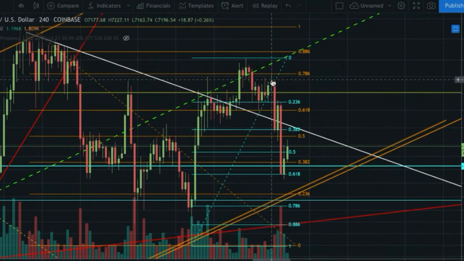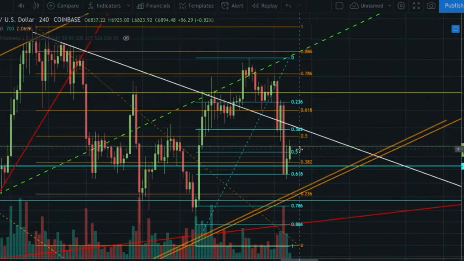Then we came back up exactly to the 786. So if you don't believe in fibs, I don't know what you do believe in. Touched the 786 exactly, came straight down right afterwards to the 0.5, bounced back up just above the 618, came down exactly to the 382, bounced back up to the 0.5, and now what's going to happen next?